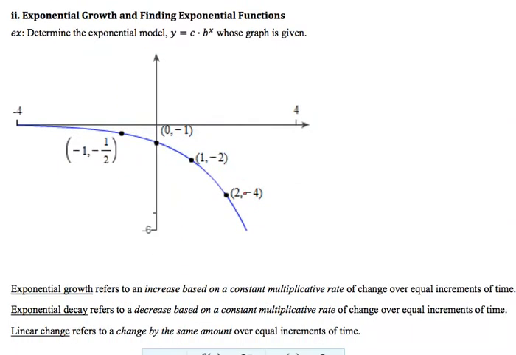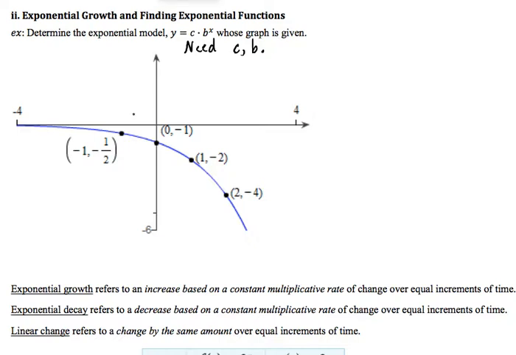Okay, next we're going to look at a more general type of exponential function which may have a constant c out front. So first what we're going to do is find an exponential model that has this graph. Okay, and we know an exponential model is of the form y equals c times b to the x. So in order to find that model, there's really 2 unknowns. We need to find both c and b.